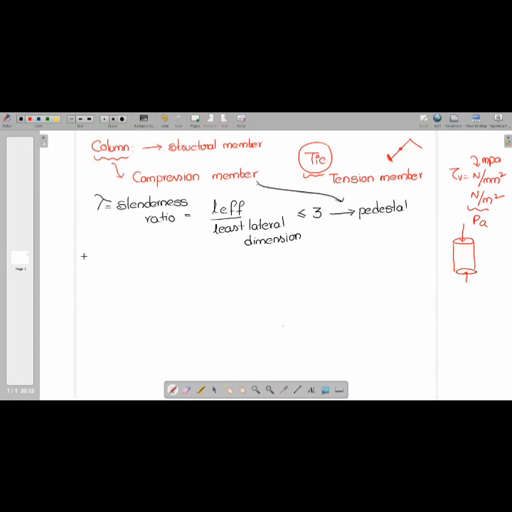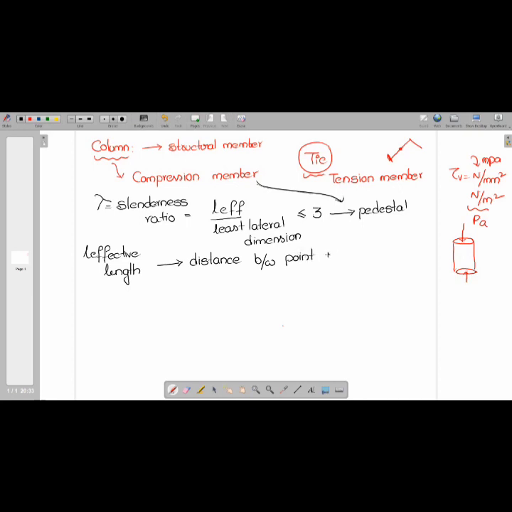Now you will ask me, what is L effective or effective length? Sir, effective length is nothing but the distance between points of zero moments. See students, effective length is defined as the distance between points of zero moments.